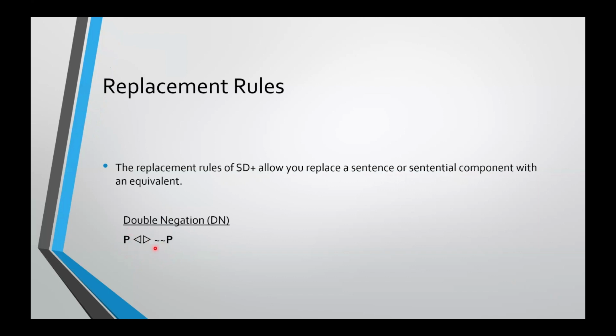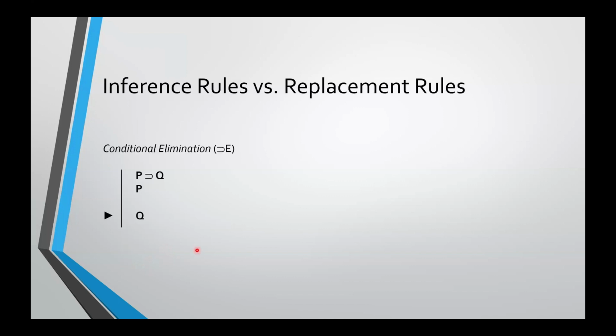And this double-headed arrow here signifies that you can also go in the other direction. So if you have a sentence or sentential component that has two negations in front of it, you can strip those off. The replacement rules differ from inference rules in two ways.